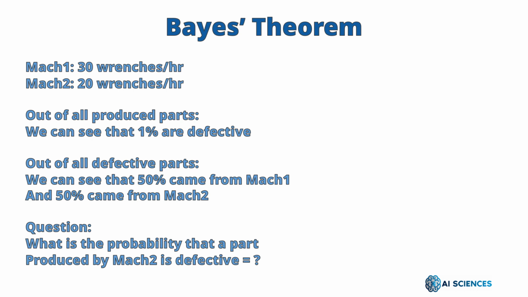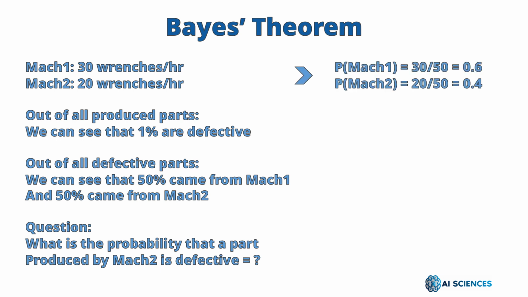Now let's try to write down all this information in a probabilistic manner. If we consider the first two pieces of information, machine 1 produces 30 wrenches per hour and machine 2 produces 20 wrenches per hour. That means these two machines produce 50 wrenches per hour. So the probability of a wrench from machine 1 is equal to 30 by 50, which is 0.6, and the probability of a wrench coming from machine 2 is equal to 20 by 50, which means 0.4.